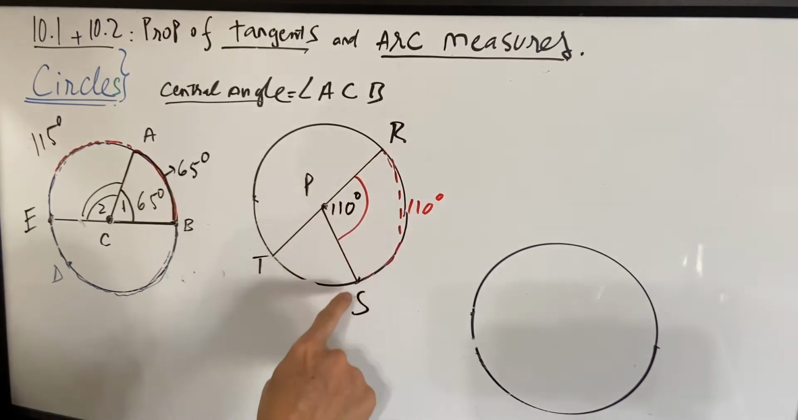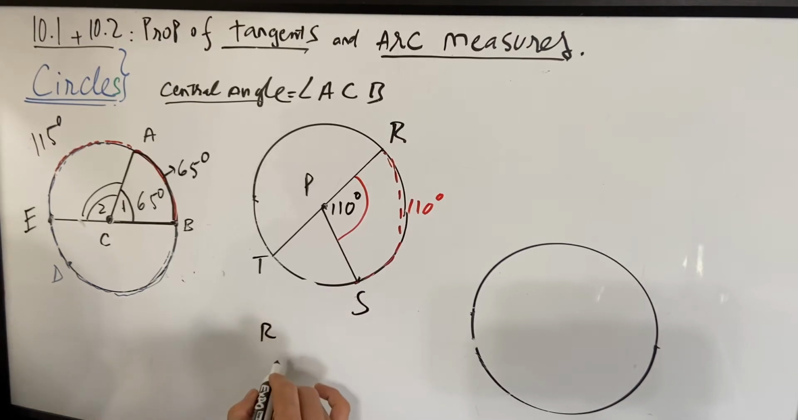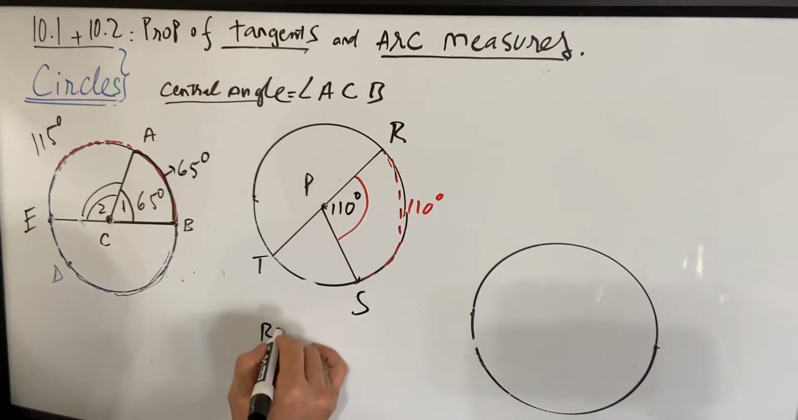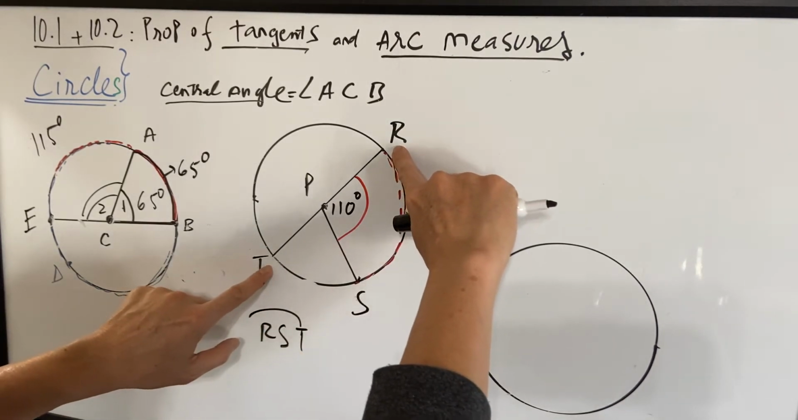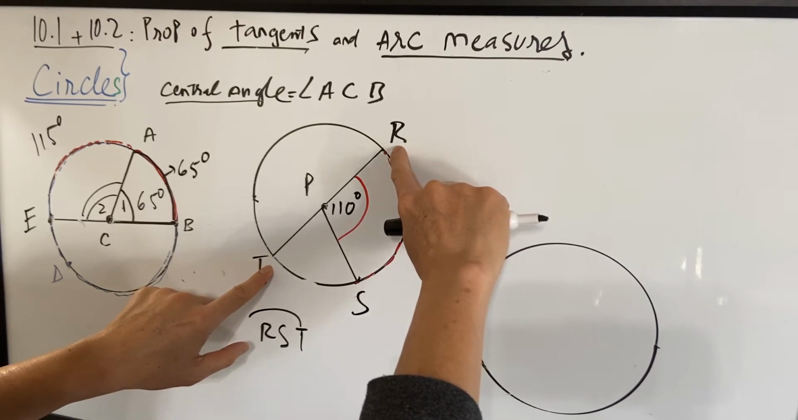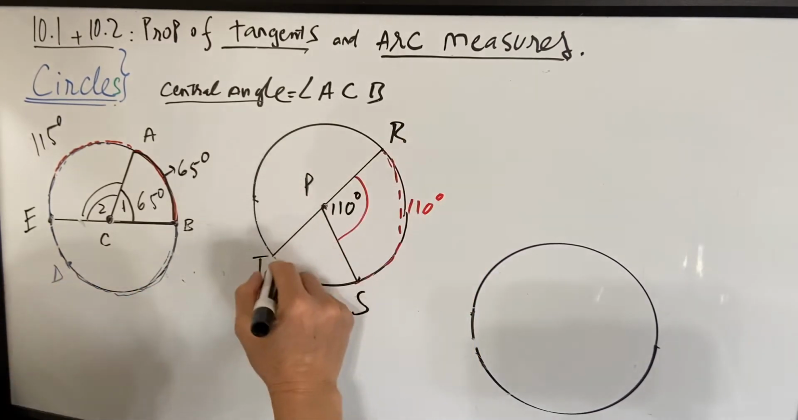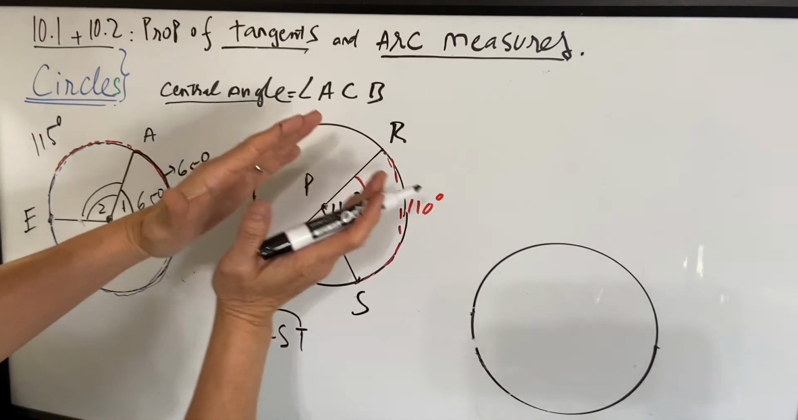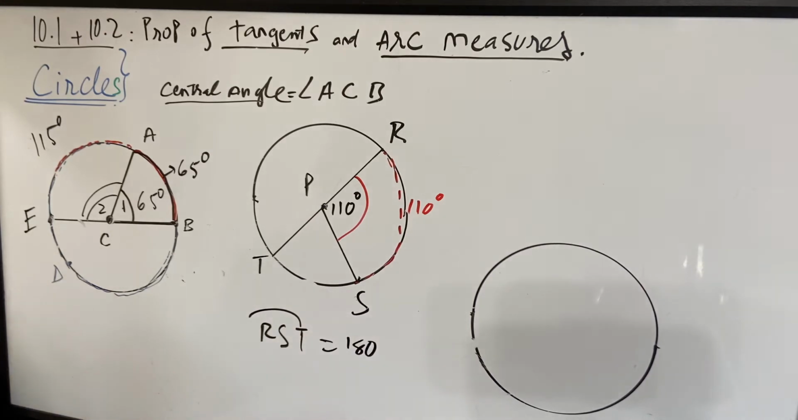RST. Since you see both ends of that chord are on the circle, and TR is the diameter, the diameter cuts the circle into equal halves. Therefore, RST is 180. You can tell right away, right?